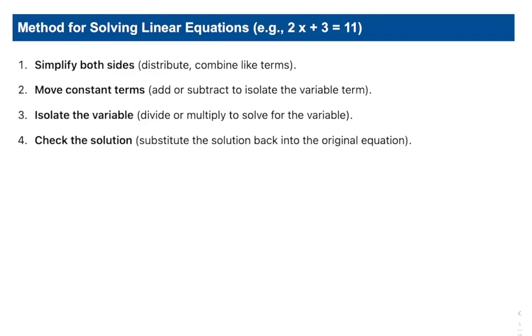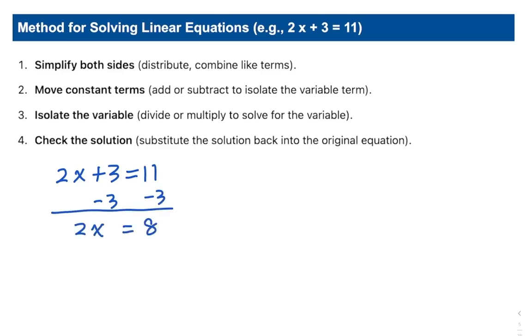Now let's review the general method for solving linear equations. Let's first look at a simple example. 2x plus 3 equals 11. So how do we solve it? We need to move 3 to the other side. In order to do that, we subtract 3 from both sides. We get 2x equals 8. Then we need to isolate x, so we divide everything by 2. So we get x equals 4.